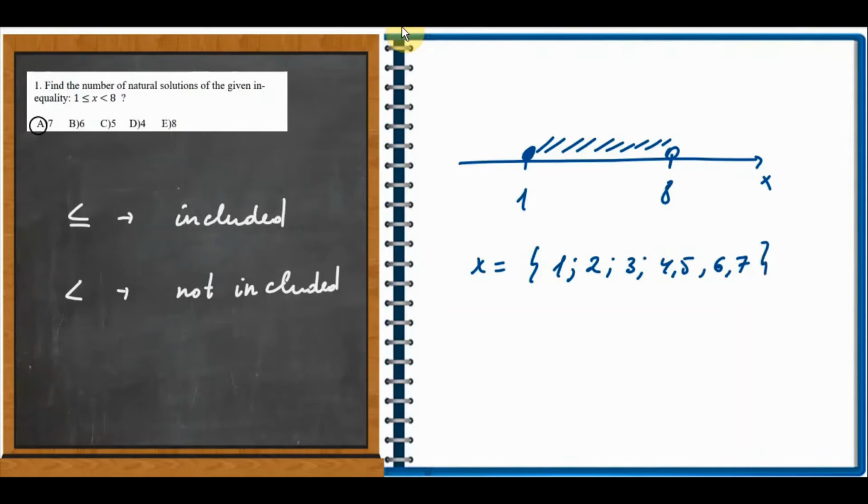Now, what is the number of natural solutions of the given inequality? We must count them: 1, 2, 3, 4, 5, 6, 7. The correct answer is 7.